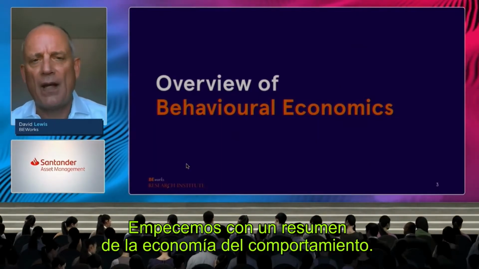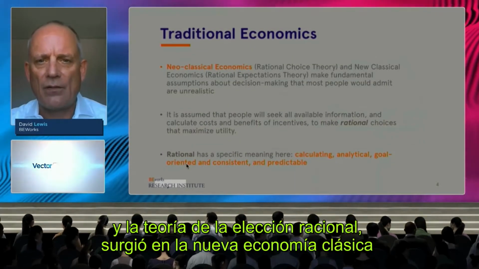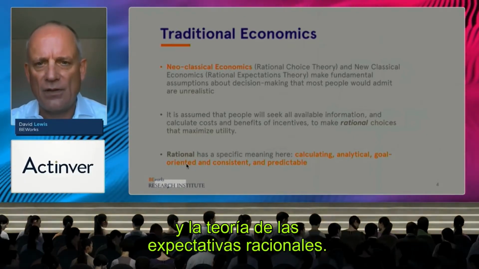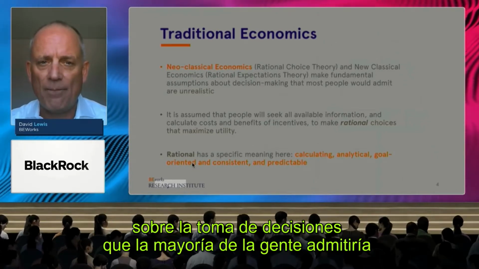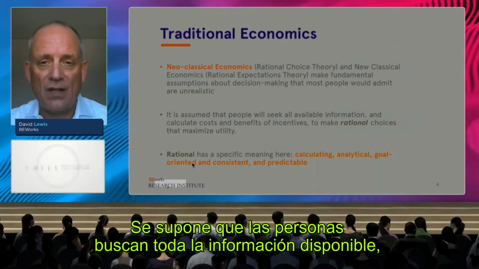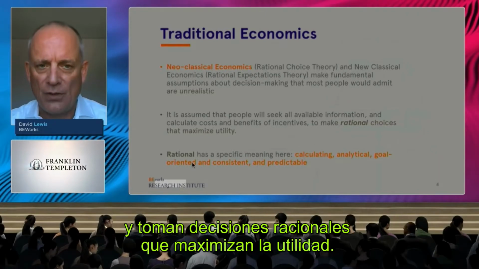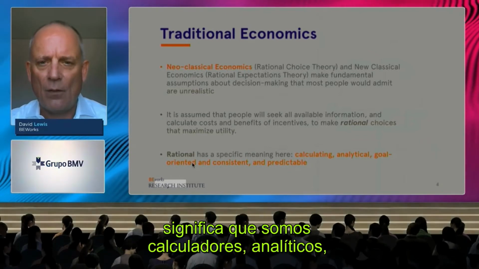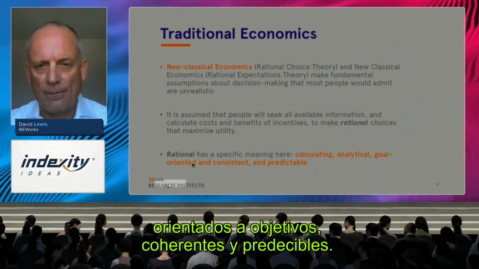Let's start with an overview of behavioral economics. Traditional economics, beginning with neoclassical economics and rational choice theory, developed into the new classical economics and rational expectations theory, but they all make fundamental and unrealistic assumptions about decision making that most people would admit do not reflect reality. It's assumed that people seek all available information, calculate costs and benefits of incentives, and make rational choices that maximize utility. And rational has a specific meaning here. It means that we're calculating, analytical, goal-oriented, consistent, and predictable.